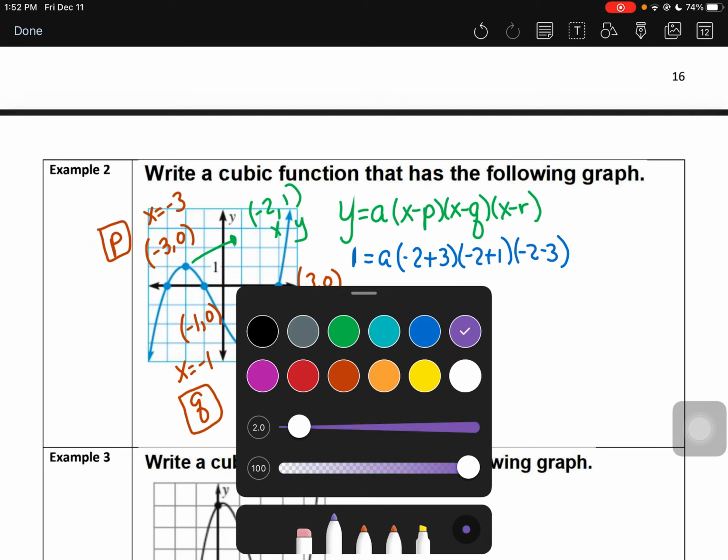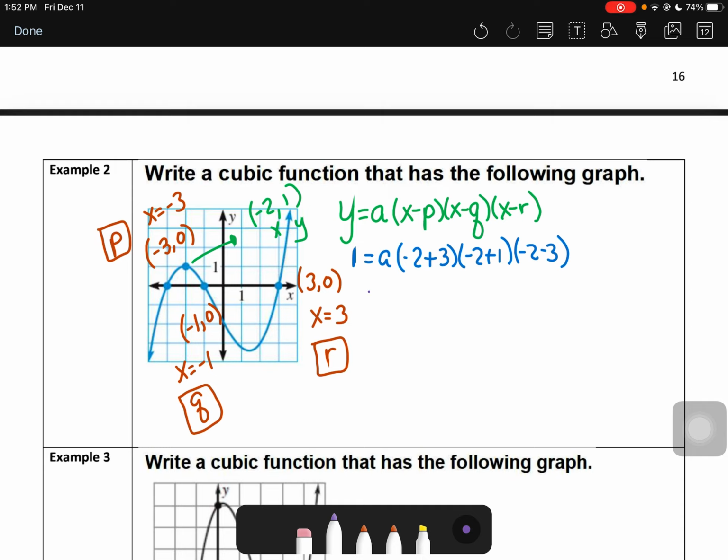Now we're going to go through and do our math. So -2 plus 3 is 1, -2 plus 1 is -1, and -2 minus 3 is -5. So we have 1 equals a, and we're going to multiply 1 times -1 times -5, which would be 5. Divide both sides by 5, so our a value is 1/5.